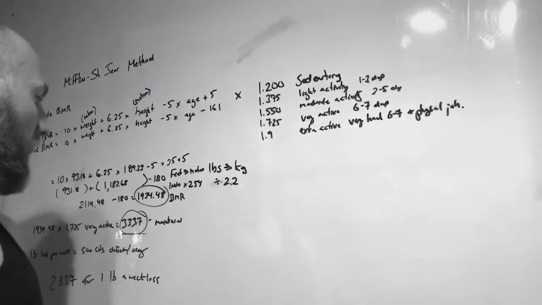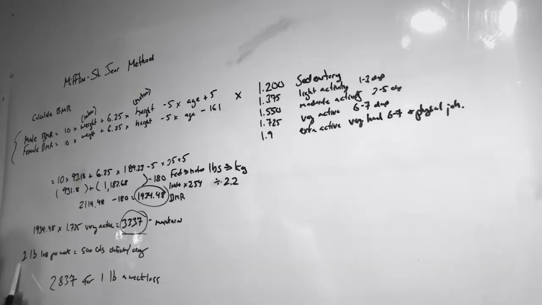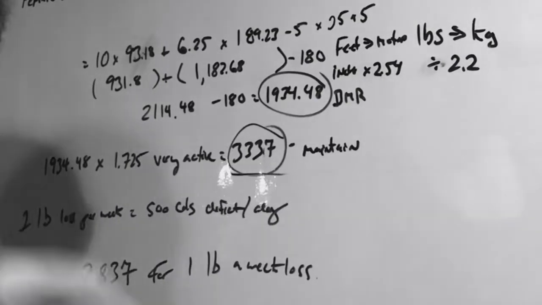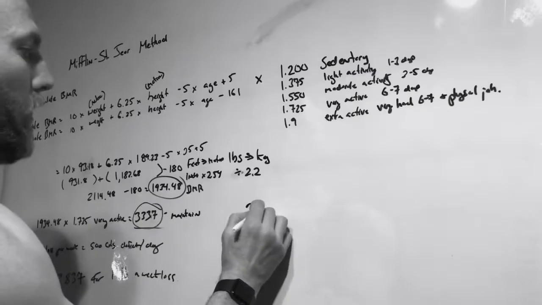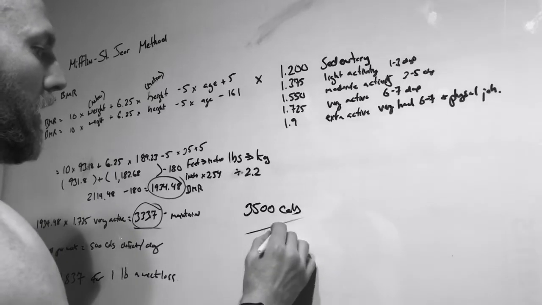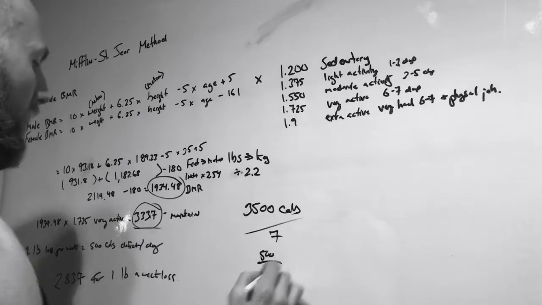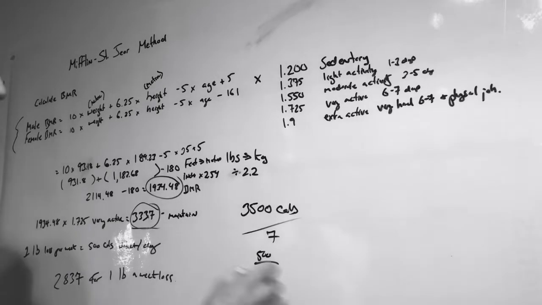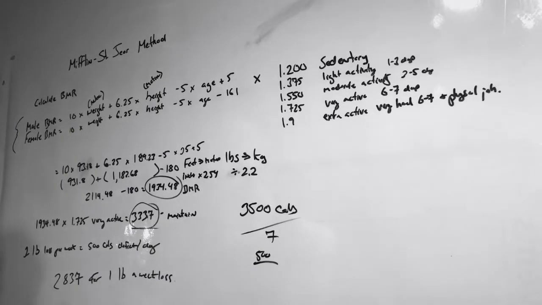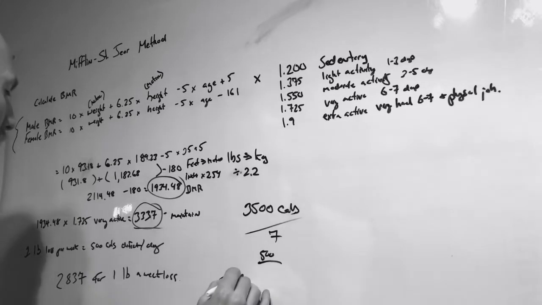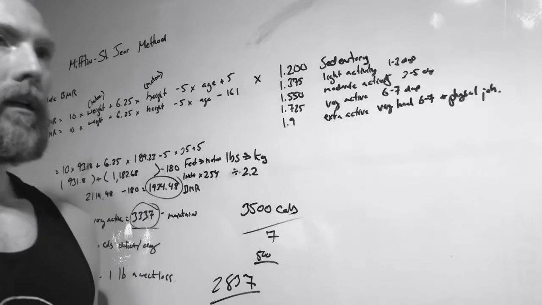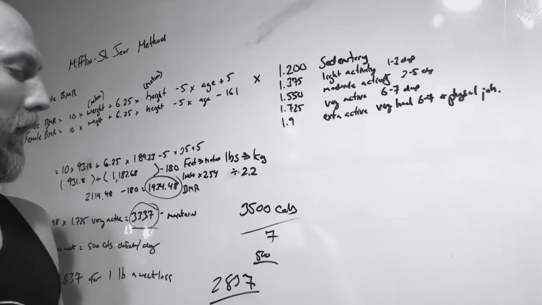Every day matters. So for a 1 pound loss per week, I'm going to give myself a 500 calorie deficit because 1 pound of fat is 3,500 calories. Divide that by 7 and that gives me 500. So for me to lose 1 pound of fat a week, I'm going to be taking 2837. That's my cutting.